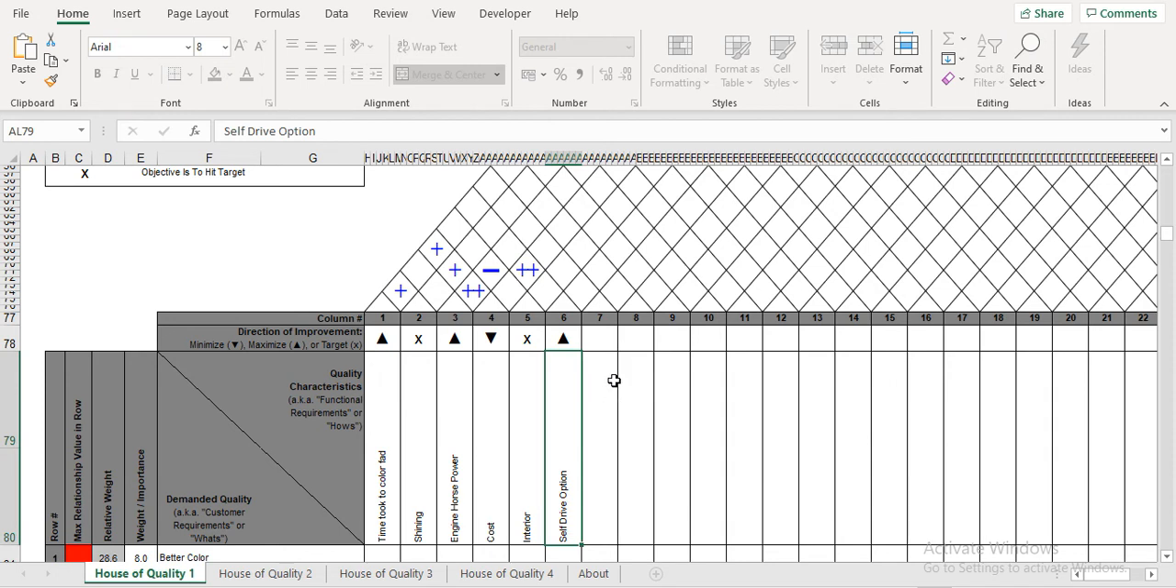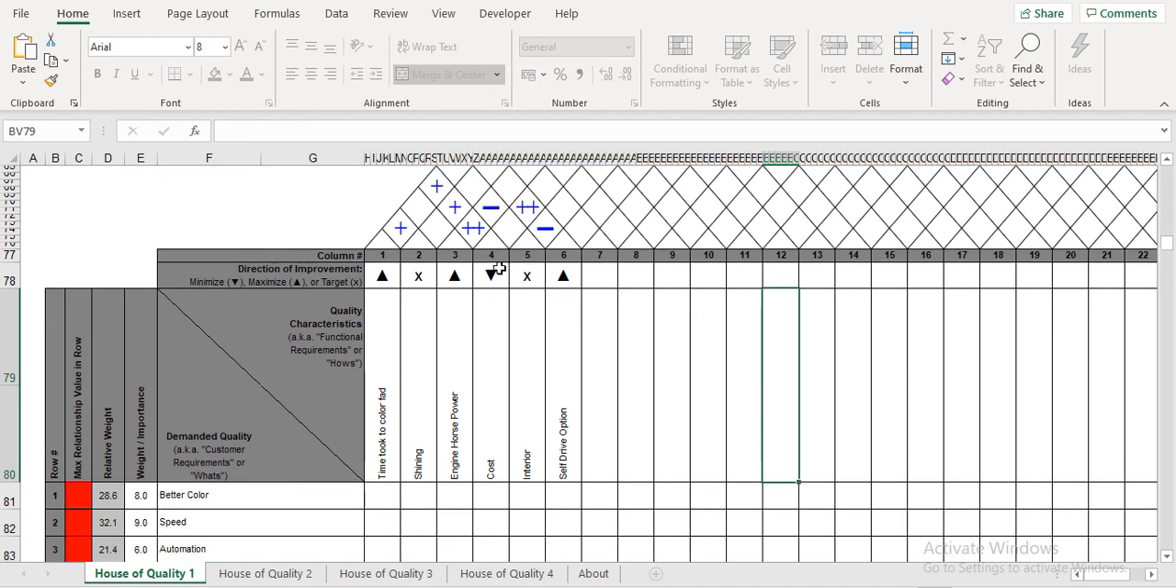So this is how we work. This is how we create relationships. When we don't have any relationship, we don't include anything. Self-drive will have a very strong impact on cost. Maybe it will have a very negative impact on interior. Maybe we will be including self drive. You can consider it as positive or negative, because to create the self drive option we need to change the interior, right? Maybe a little negative relationship. This is how we create the relationship diagram between these two things.